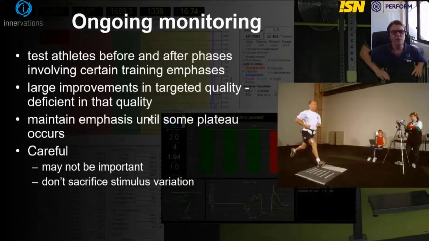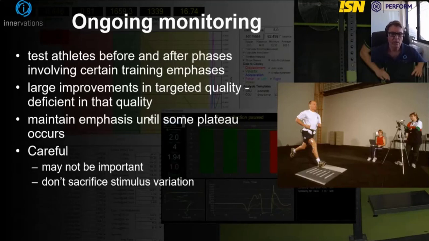Ongoing monitoring. So this involves testing athletes before and after certain phases of training. And if we see minimal improvements, it probably indicates that that particular component is already well developed, and so it may be a relative strength of the athlete, but not necessarily so. It may be that the training program's not actually targeting that particular quality very well, or it could be that they have a foundational quality which is not well developed.